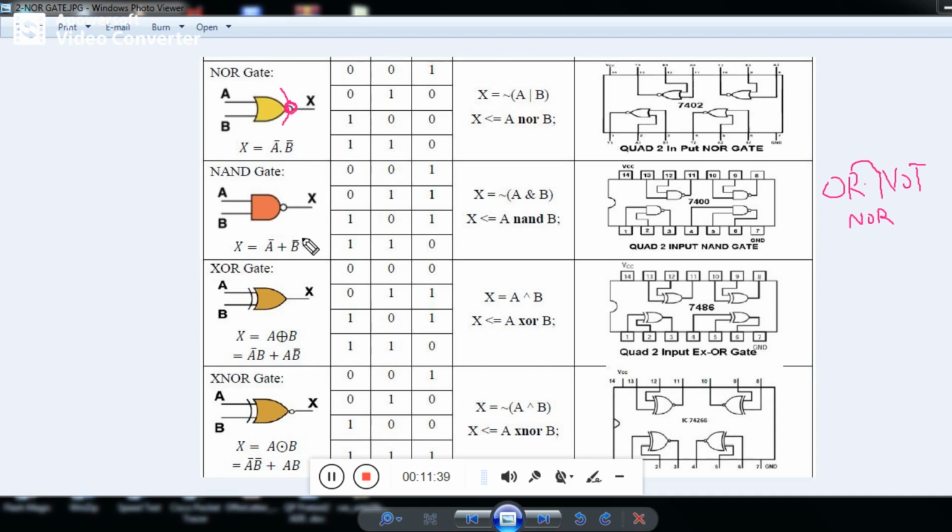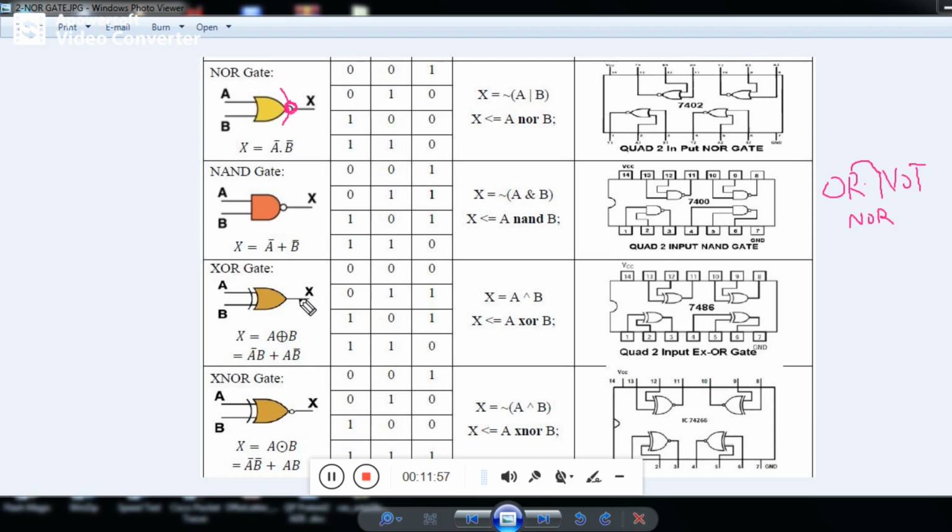Similarly, we have the NAND gate. What is the output of the NAND gate? See here, this is also the reverse of the AND gate. 0 0 gives 1, 0 1 gives 1, 1 0 gives 1, 1 1 gives 0. In the case of the AND gate, 1 1 is 1. Remember this one.